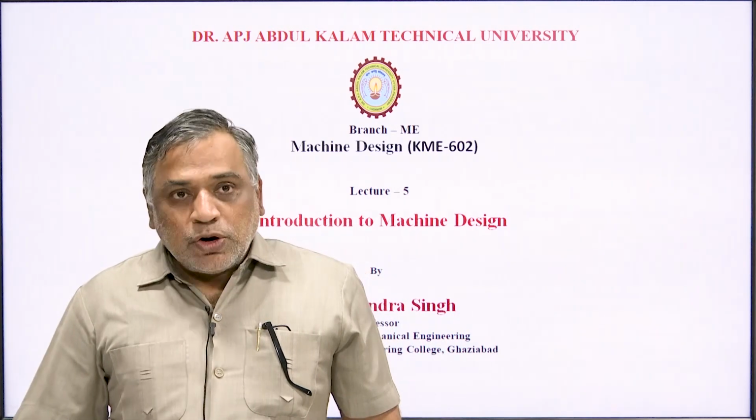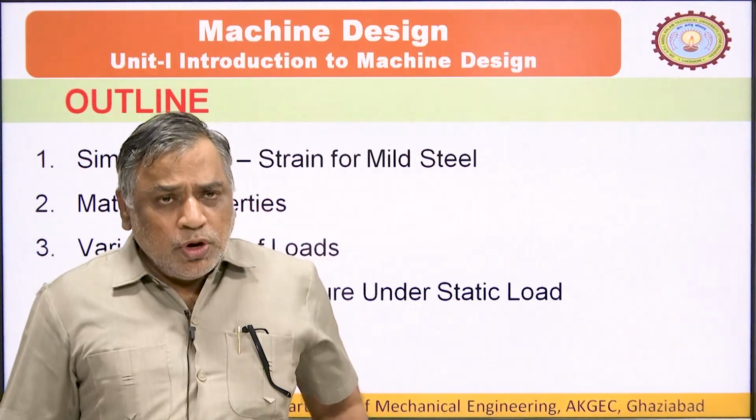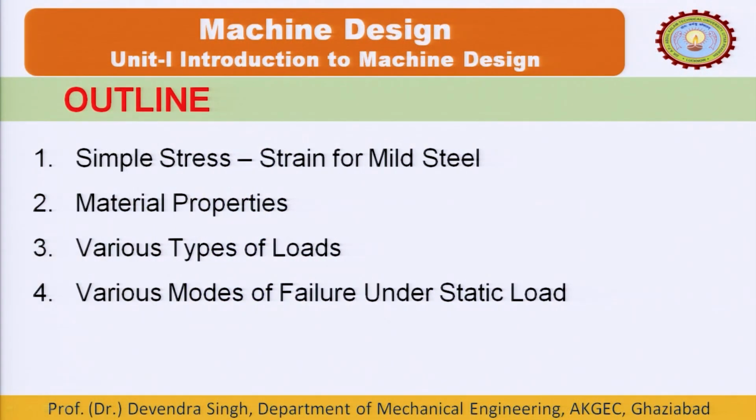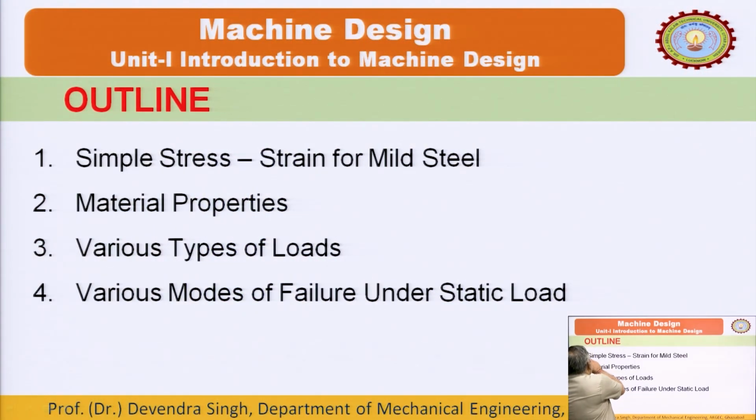Today we are going to discuss the following points. We will start with the simple stress strain diagram for mild steel. Then we will come to the material properties. Then we will discuss the various types of loads we come across during our analysis and design, and then various modes of failure under static load. Then we will discuss the theories of failure if time permits.